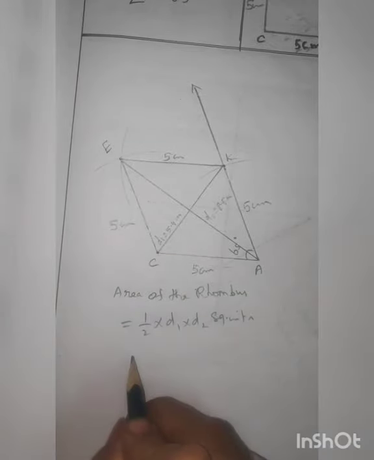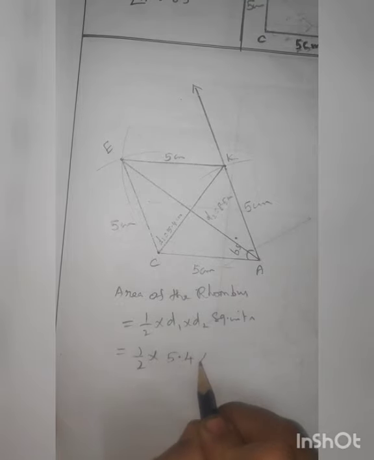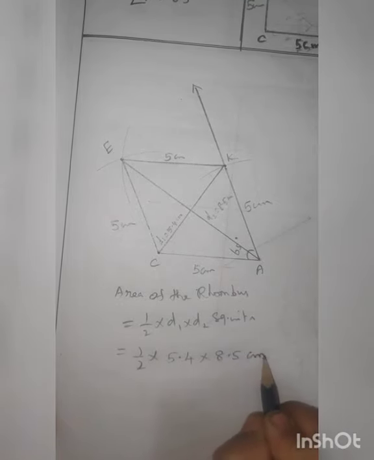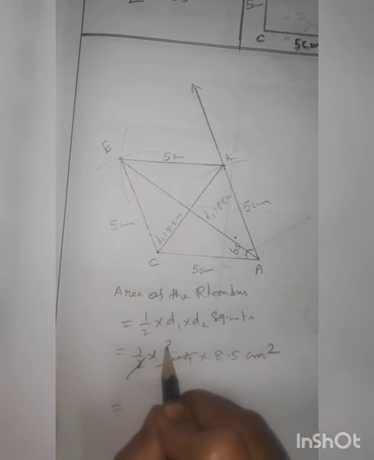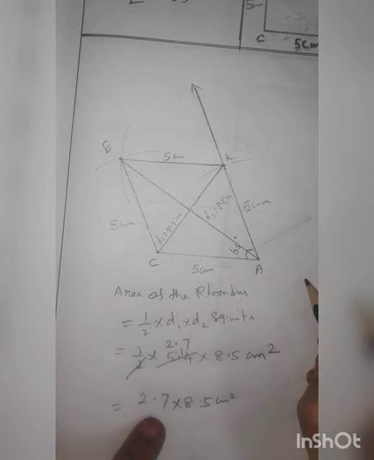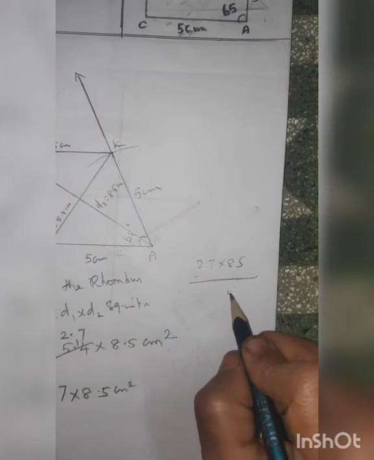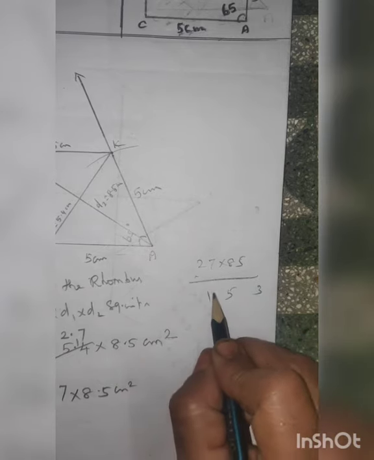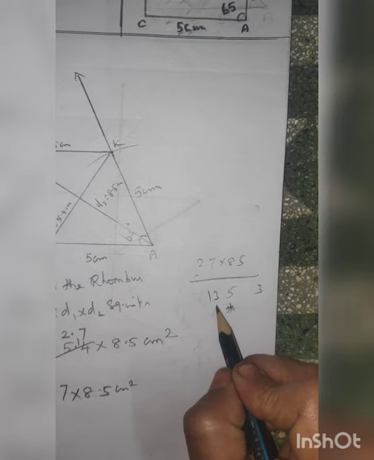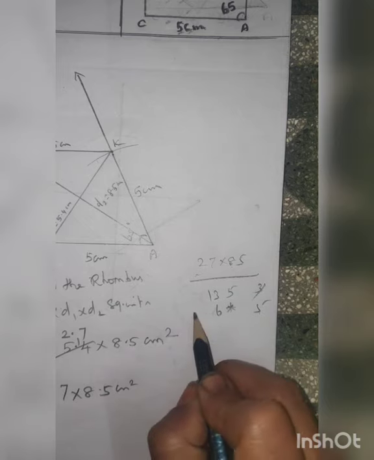Substitute these two values here. 1 by 2 into D1 value 5.4 centimeter into D2 value 8.5 centimeter square. Cut the number: 2 2s are 4, remaining 1, 7 2s are 14. So 2.7 into 8.5 centimeter square. Remove the decimal point and multiply as usual: 27 into 85. 5 7s are 35, remaining 3, 5 2s are 10, 10 plus 3, 13. 8 7s are 56, remaining 5. 8 2s are 16, 16 plus 5, 21.